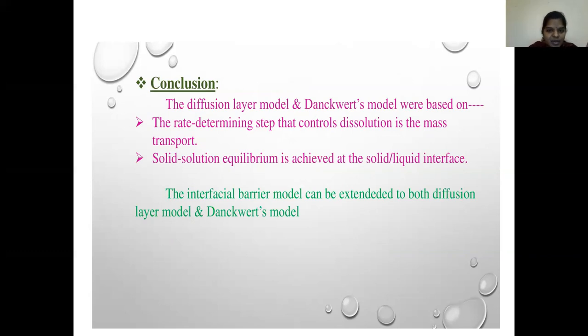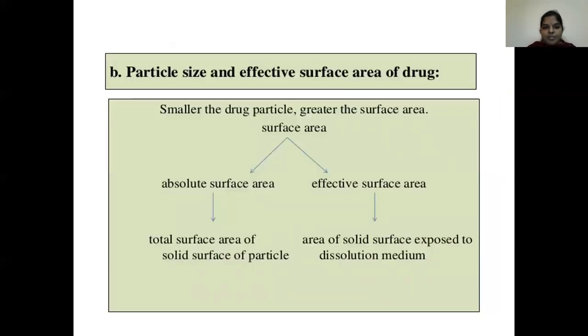The diffusion layer model and the Danckwerts model are based on the rate determining step, right? That controls dissolution in the mass transport, and solution solid equilibrium is attained at the SL interface. That SL interface denotes the solid liquid interface. And finally, the third one, the interfacial barrier model, can be extended to both the diffusion layer model as well as the Danckwerts model.